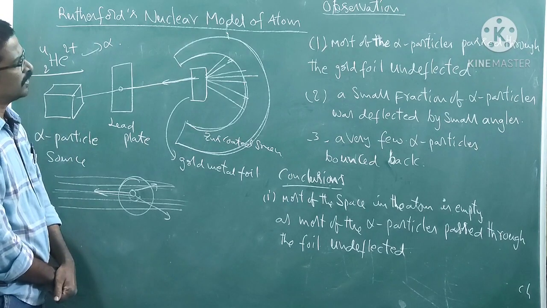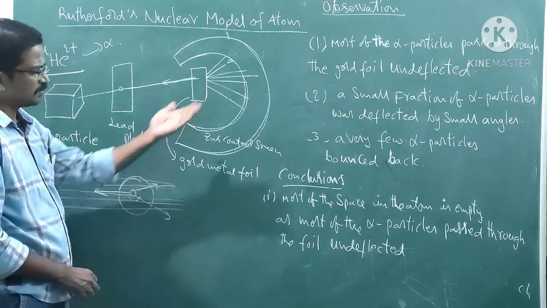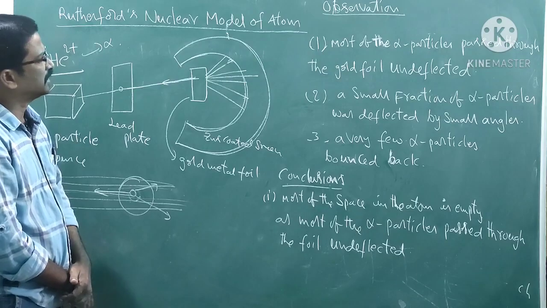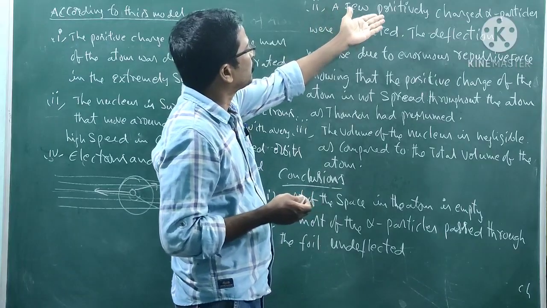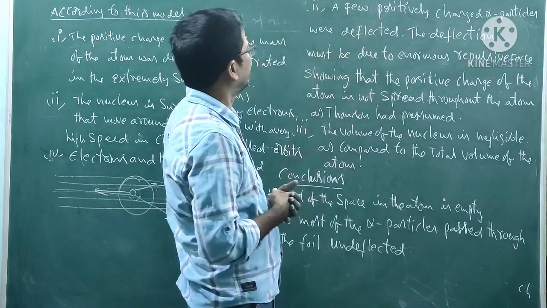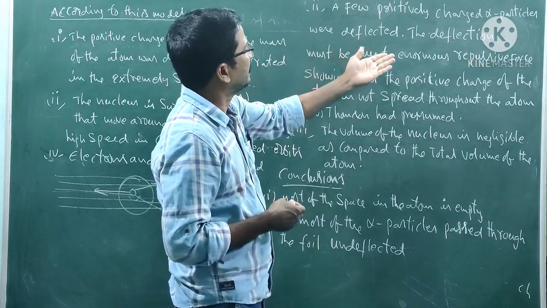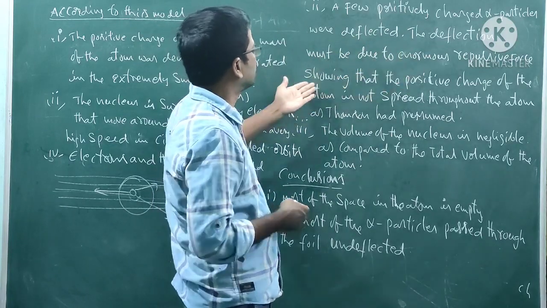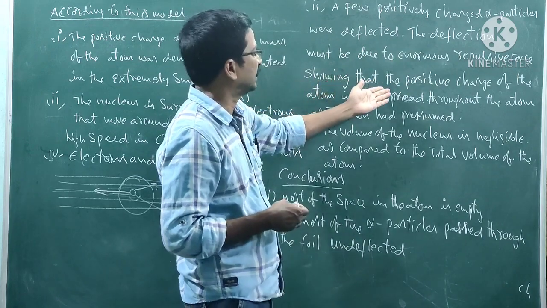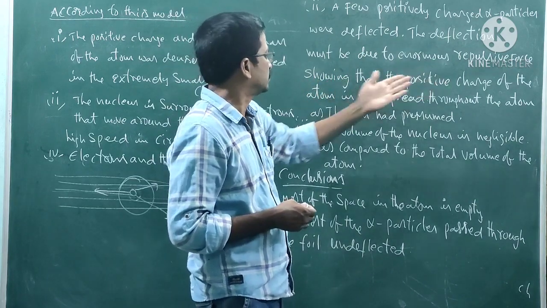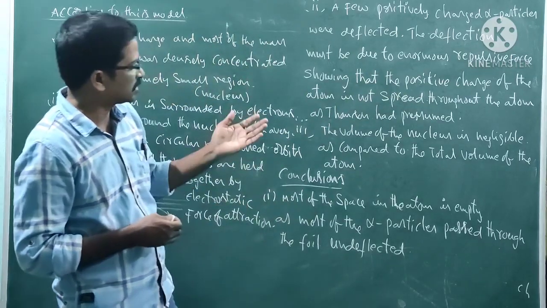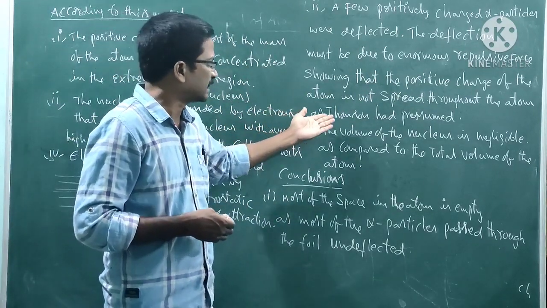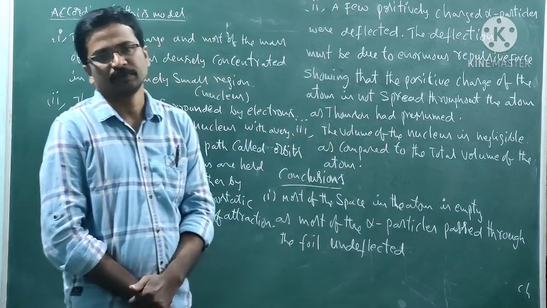The Rutherford nuclear model has some other conclusions also. The next conclusion: a few positively charged alpha particles were deflected. The deflection must be due to enormous repulsive force, showing that the positive charge of the atom is not spread throughout the atom as Thomson had presumed.